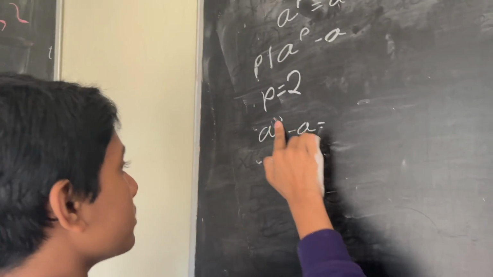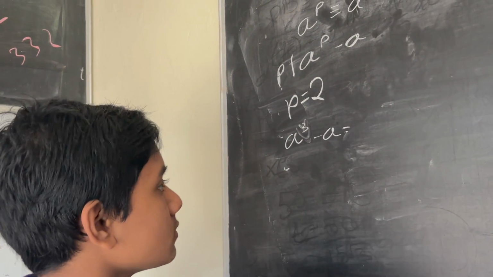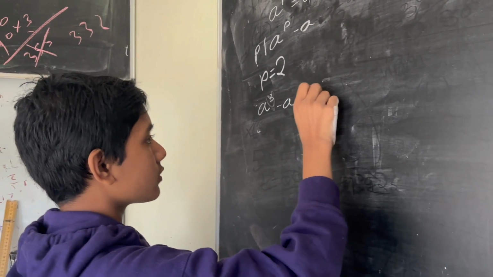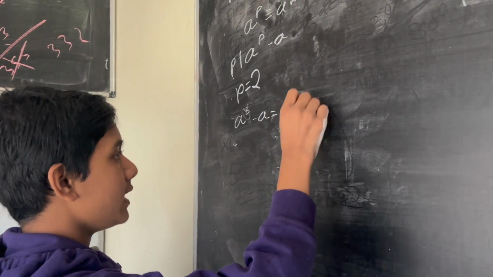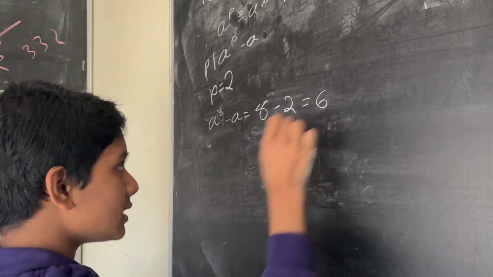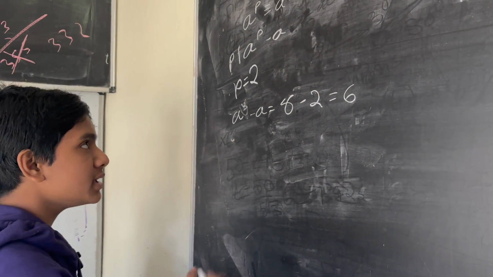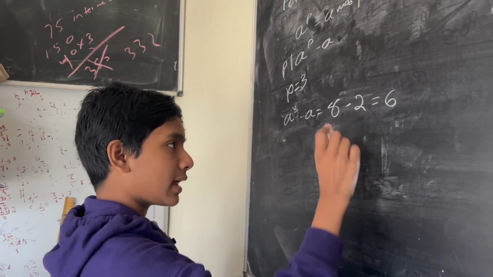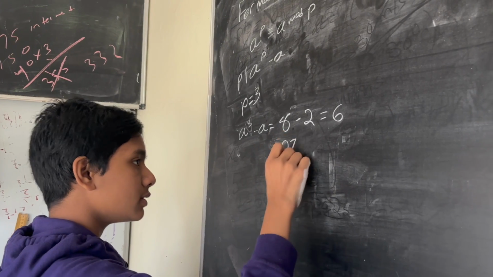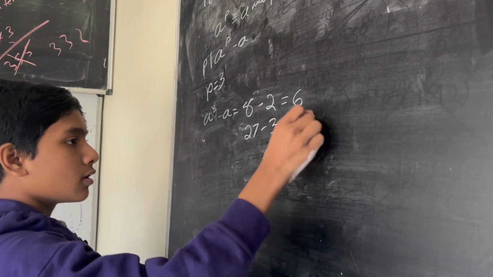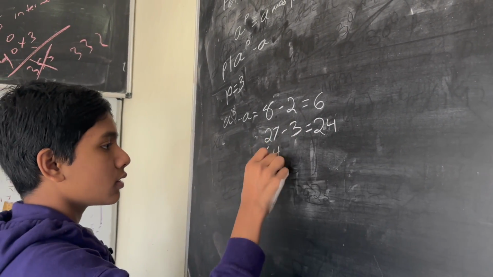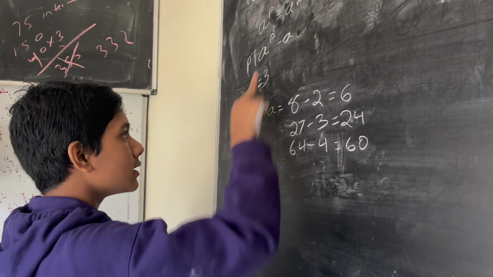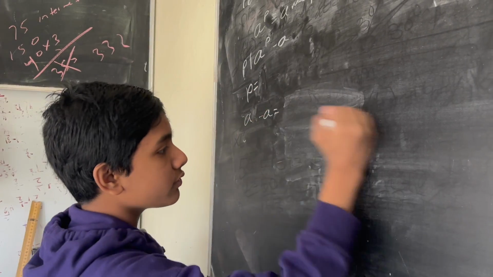What about a cubed? So a cubed minus a is equal to, well, for example, 2 cubed is 8 minus 2. That's 6. That's divisible by 3. 3 cubed minus 3. Well, that should obviously be divisible by 3. 4 cubed minus 4. That's also divisible by 3. And it keeps going. And you can also try 5.